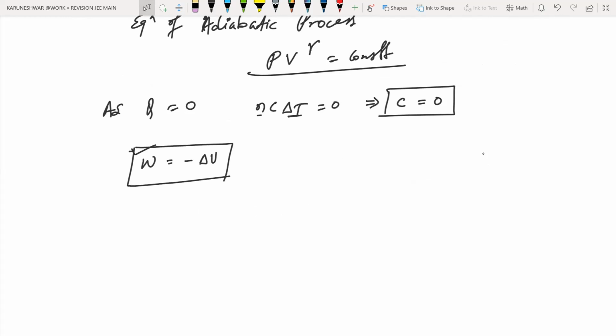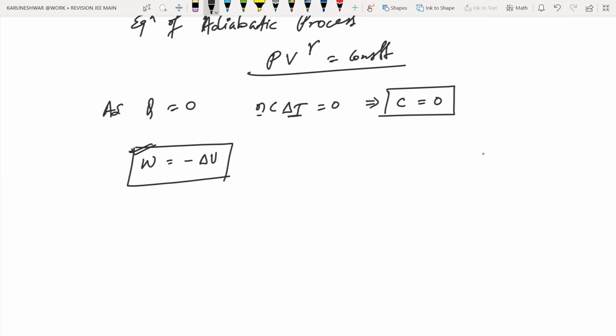That is the meaning here of work done. Whenever we have an adiabatic process, the work we do will be balanced by the change in internal energy. So both nullify each other, making no heat exchange between system and surrounding. So it is called adiabatic.